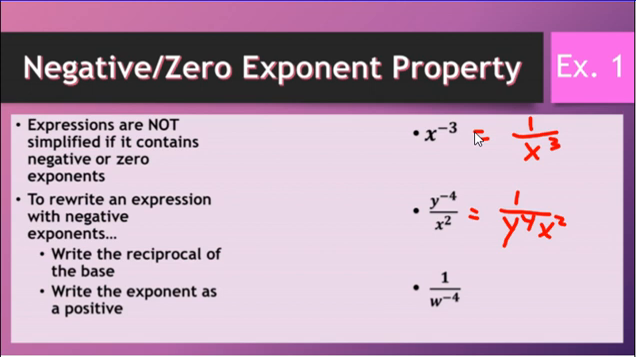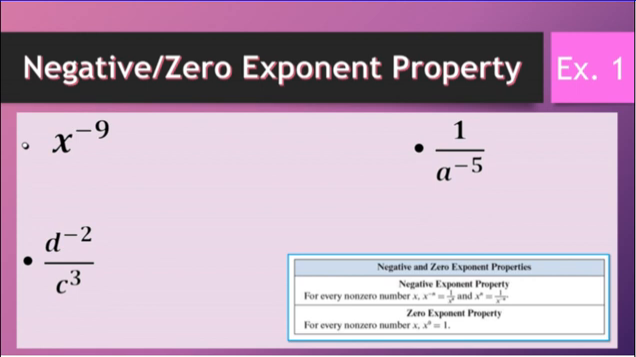And the last one, 1 over w to the negative 4th. The reciprocal of 1 over w is w, and then now it's positive 4. So the answer would be w to the 4th. So if the negative is in the denominator, bring it to the top for it to be positive. Other ones, x to the negative 9th, reciprocal of x is 1 over x. This will make it a positive 9.